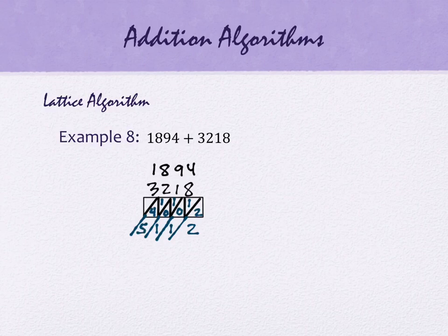While it does not entirely eliminate the need for regrouping, we didn't regroup anything here, it does minimize the need for regrouping. There are fewer times where you have to regroup. If we had added the original numbers using a standard algorithm, we would have had to regroup several times. Here, we didn't end up having to regroup at all. Okay, and our answer there is at the bottom. It's 5,112.